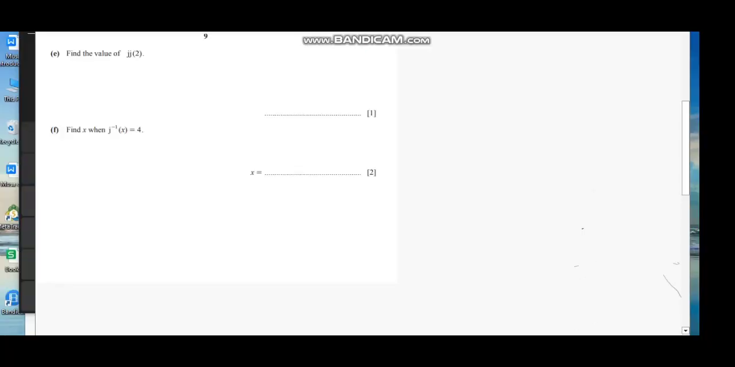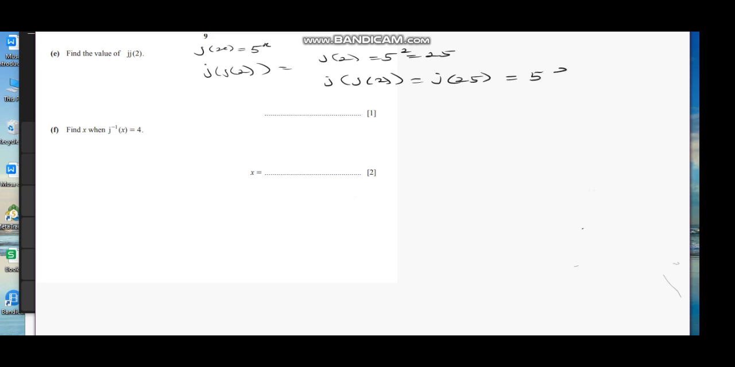So to solve this j of j of 2, since our j of x equals 5 to the power x, j of 2 itself is 5 to the power 2, which is 25. Now j of j of 2 is j of 25, which is now 5 to the power 25, and that's our answer for that. So to get the other one, j inverse of x equals 4.